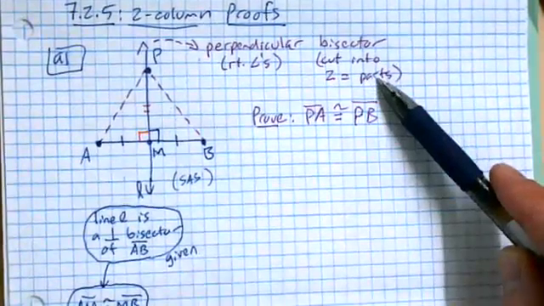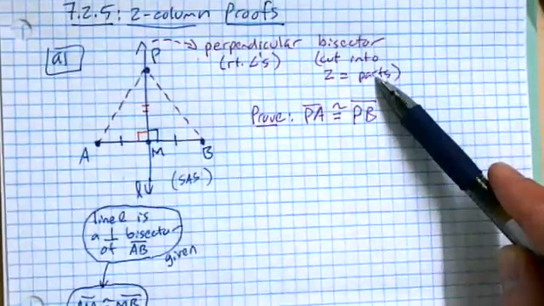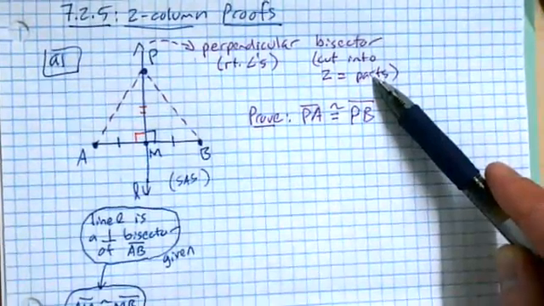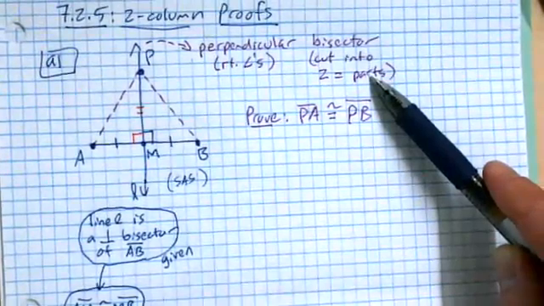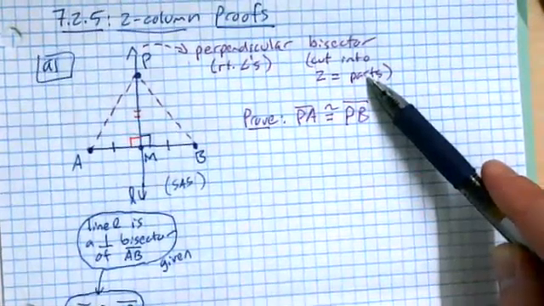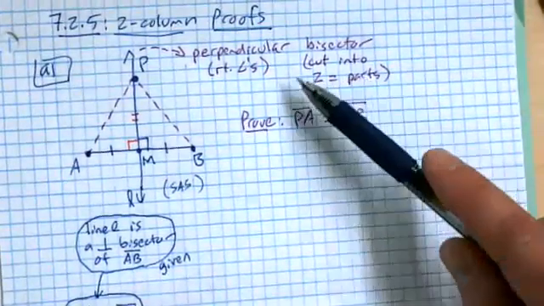What's the perpendicular part tell you? Someone help me out here. Come on, guys. I know it's Friday and it's rainy and gloomy outside. Perpendicular means what? You got it in your notes. Right angles. That means right angles, right?